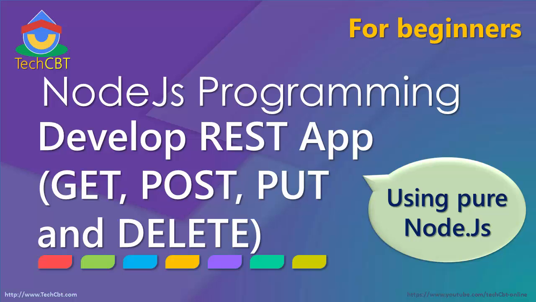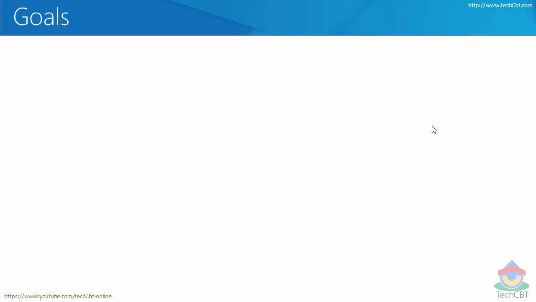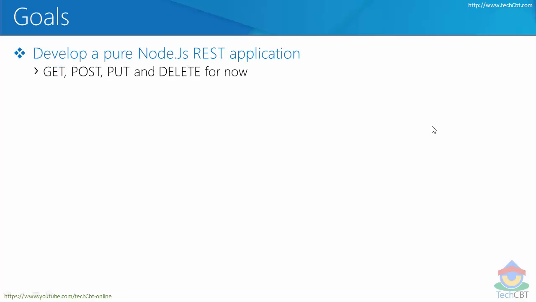Let's quickly take a look at the goals of this application. The first goal is to develop a pure Node.js REST application without having any third-party modules or packages to be imported. The REST application we are going to develop needs to support at least these four verbs: GET, POST, PUT, and DELETE, for create, read, update, and delete operations.